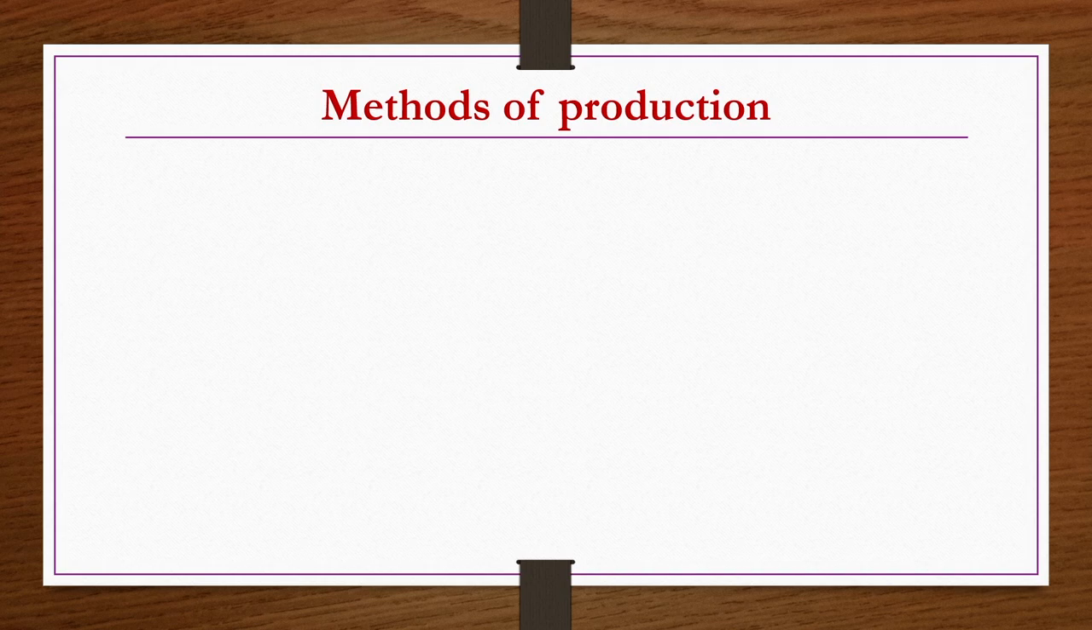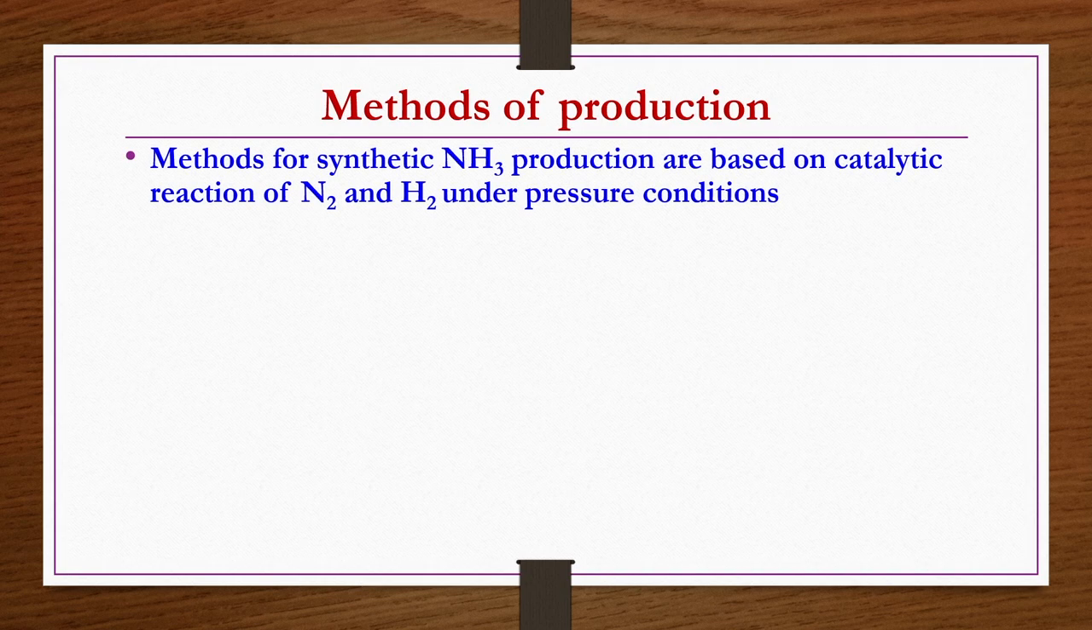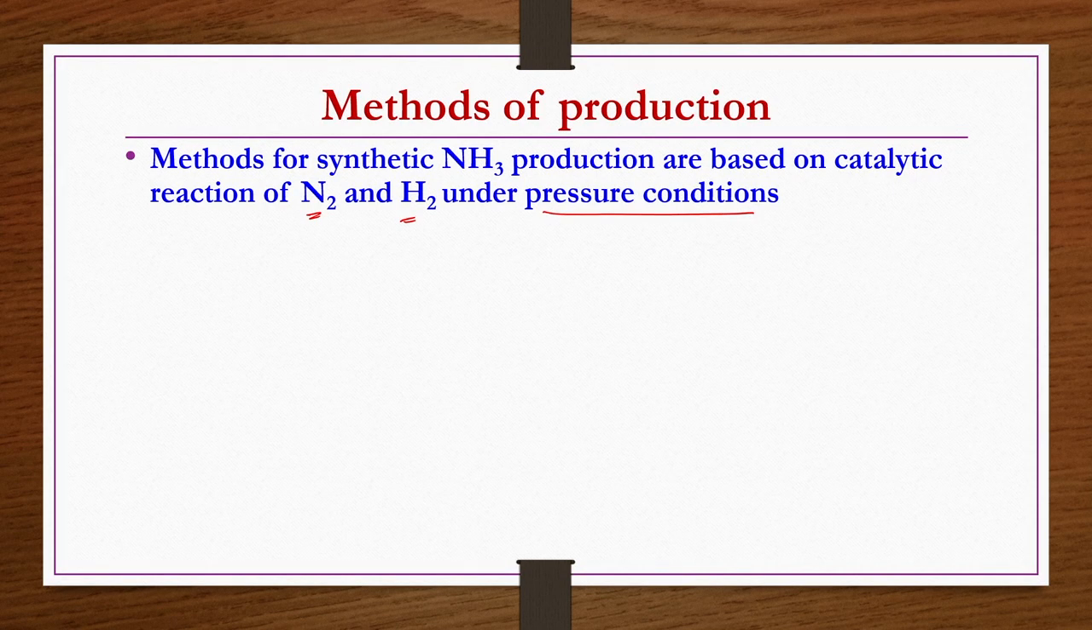Methods of production of ammonia: methods for synthetic ammonia production are based on the catalytic reaction of nitrogen and hydrogen under pressure conditions. In fact, if you go from one plant to another, the primary difference in the synthetic ammonia production process is the operating pressure, under what pressure the catalytic reaction is taking place between N2 and H2. There may be some minor differences from one plant to another, but primarily it is the pressure at which this reaction takes place.